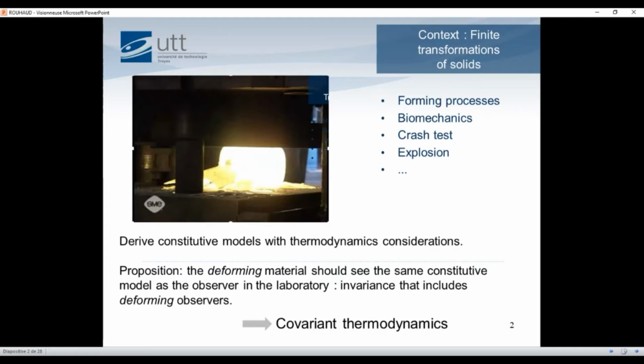Now, this seems rather obvious, but it can bring to rather difficult considerations when the material undergoes very large transformations. So basically, we wish to write equations that are invariant with respect to deforming observers. Deforming observers mean that we consider a deformation in space and time. So we want to propose a covariant thermodynamics, covariant meaning invariant with respect to deforming observers.